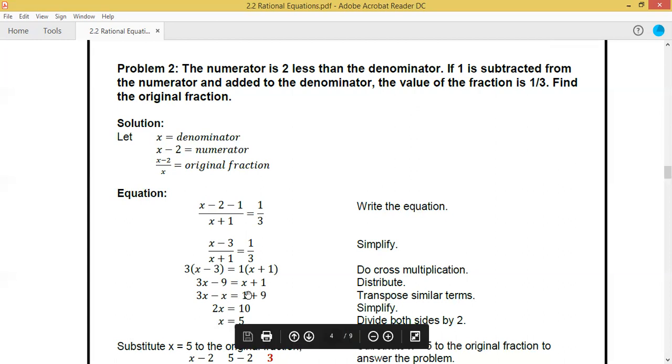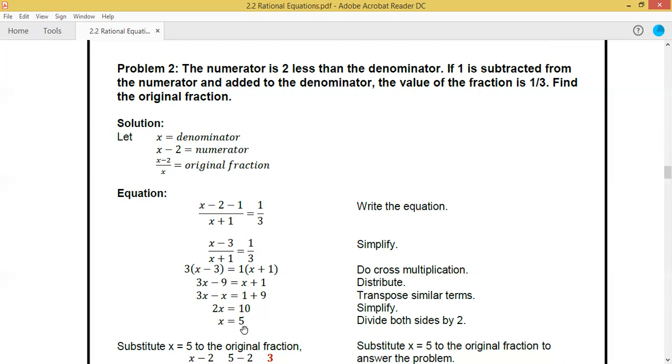Now we do the transposition. We transpose similar terms. So we have 3x, the other one, minus x is 2x. For the other side, that's 1. We transpose negative 9, that becomes positive 9. We'll get 10. So 2x is equal to 10. Divide both sides by 2. So x is equal to 5.